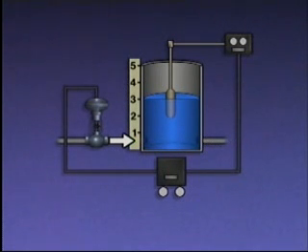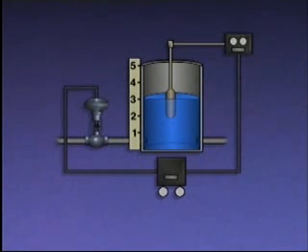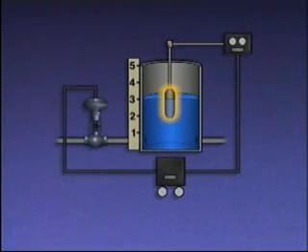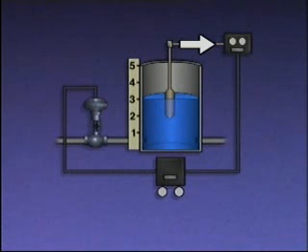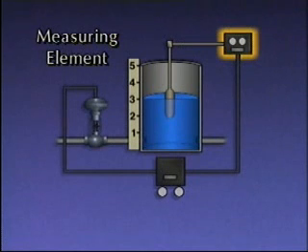In this system, the water level is controlled by regulating the flow of water into the tank. For that reason, the flow of water into the tank is called the manipulated variable. As with all automatic control systems, this system has four basic parts or elements. One element, the primary element, is a sensing device that's located where the process variable is monitored. In this system, the primary element is a float that senses the level of water in the tank. The float is connected through a mechanical linkage to the second element in the system, a measuring element. In this system, the measuring element is a transmitter.